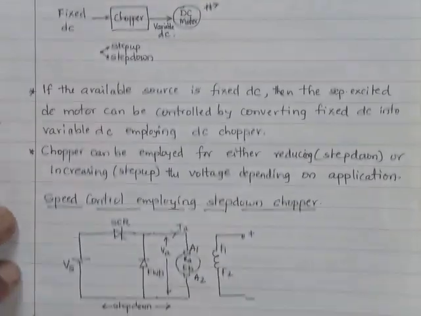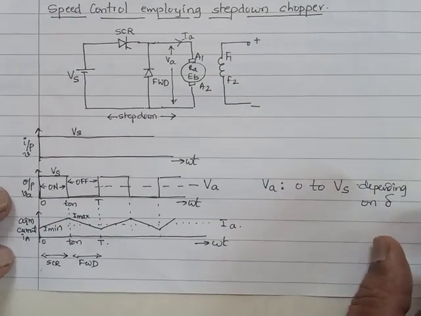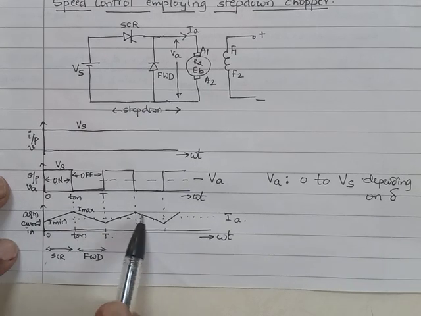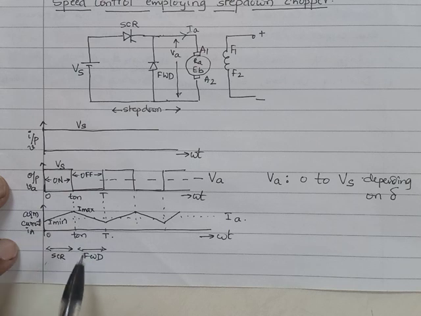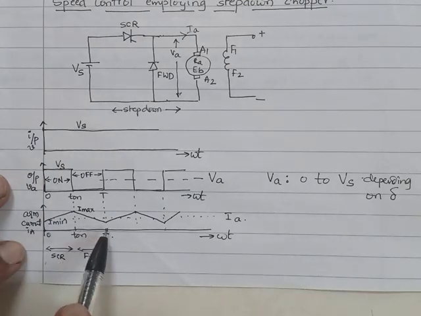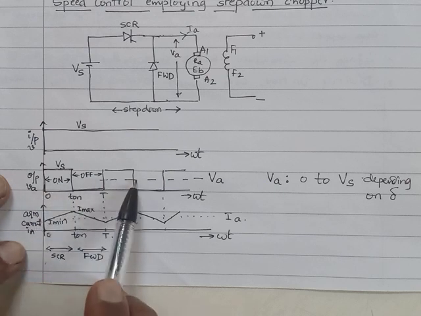Is it okay? Now I will give you a teaser. I have assumed the conduction to be continuous. That means during off time the current is not coming to 0. That is why the freewheeling diode is conducting for this full duration of off. If it is not the case, if the current comes to 0 earlier than this T, then what will be the nature of the current and what will be the nature of the voltage waveform?